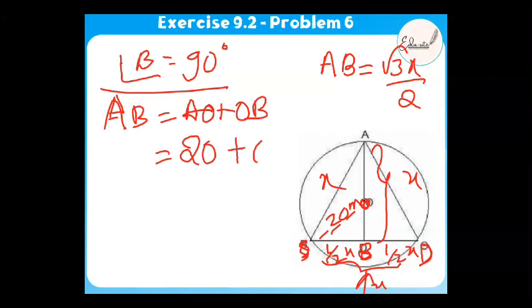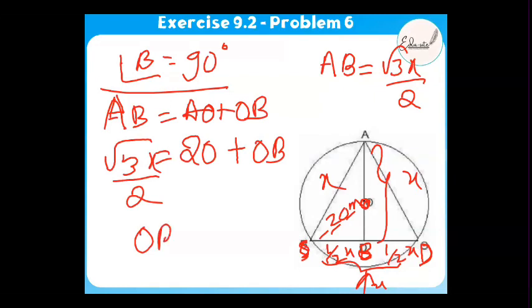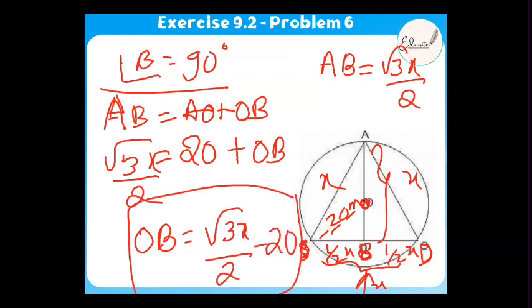Do we know OB? No, we do not know. Do we know AB? Yes, we know. What is AB? It is root 3x over 2. Correct? So, what does OB stand for now? Is it OB is equal to root 3x by 2 minus 20? Is it right? Yes, beta, is it right? Yes. OB is equal to root 3x by 2 minus 20.